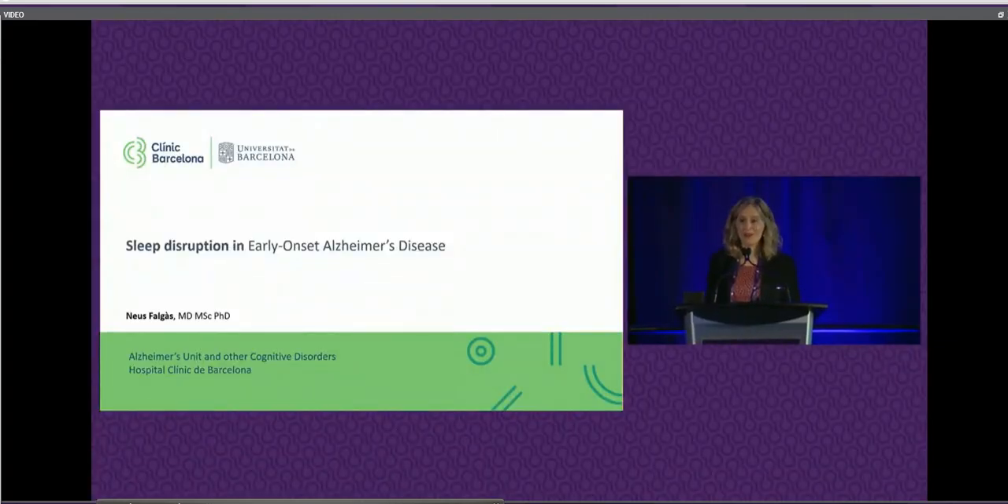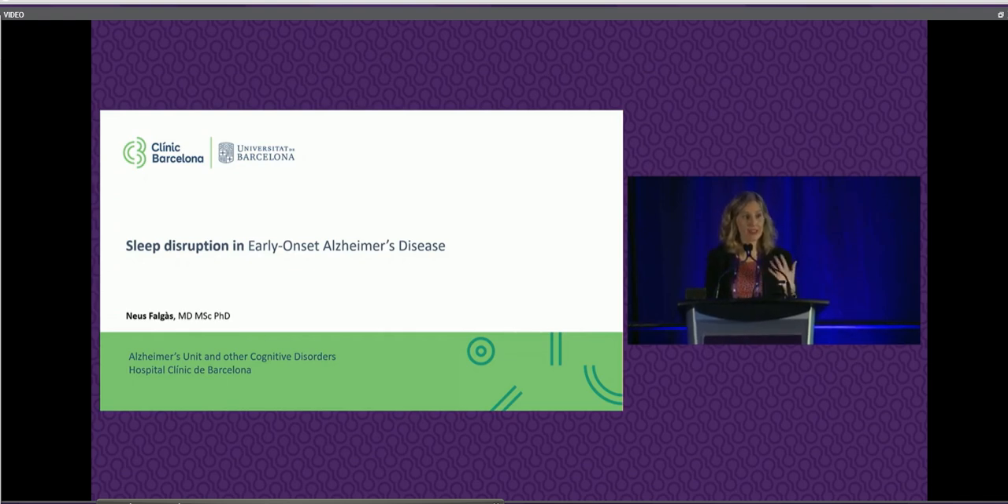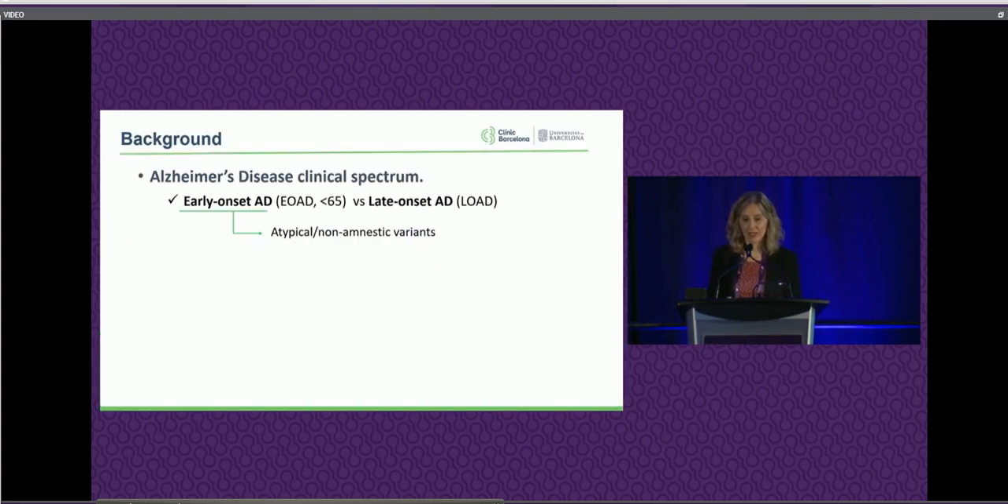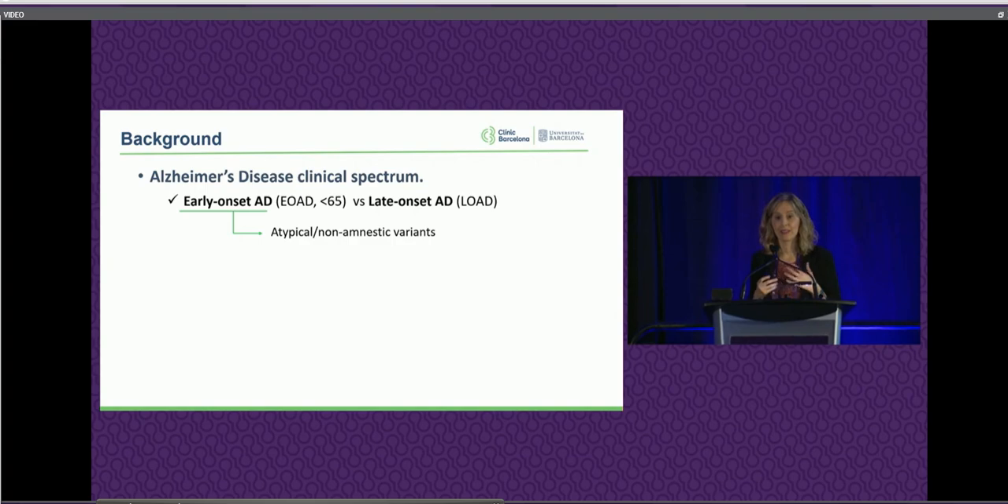Good morning, everybody. I'm very happy to be here today to explain a little bit of our work revolving around sleep disruption and neuromodulatory subcortical systems in early onset Alzheimer's. As many of you know, early onset Alzheimer's disease is defined by the age of onset of individuals with AD starting before 65, in opposition to late onset Alzheimer's.